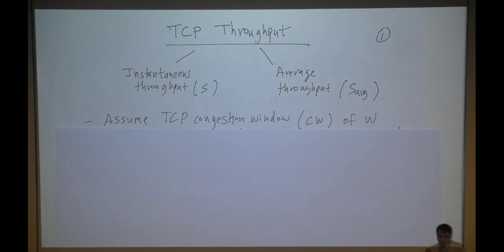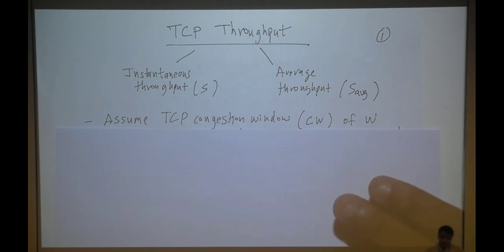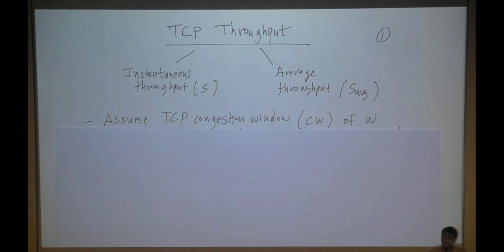So for our analysis, we're going to assume we're using some flavor of TCP. When I don't specify, I think it's okay for us to assume we are using TCP Reno. TCP Reno is the most popular. Remember, TCP Reno is the variant of TCP that treats triple duplicate ACKs and timeouts in a different way. So let's say we're assuming TCP Reno. Our congestion window, I'm going to call it CW, and let's say it's of size W.